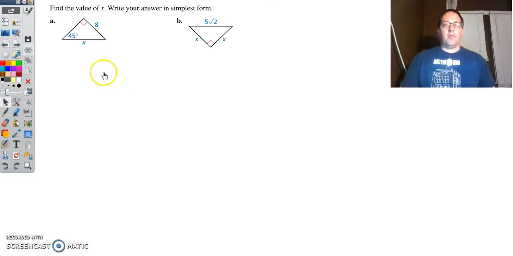We need to find the value of x in these two right triangles. Okay? Put our answer in simplest form. We're not going to be using decimals. We're going to leave it as square root of 2 or whatever. So let's take a look at A.